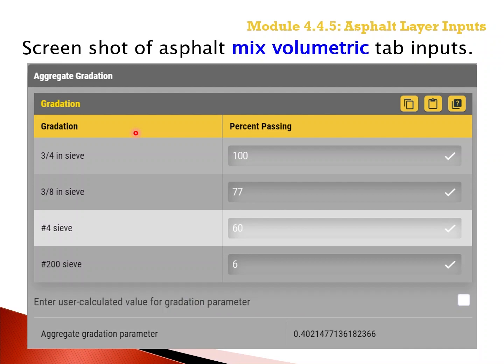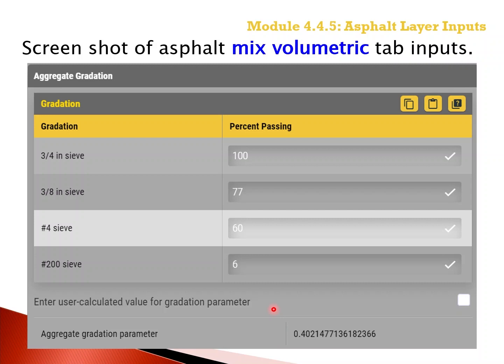This is a continuation of the Mixture Volumetrics tab. The Mixture Volumetrics on this screen include gradation in terms of percent passing the 3/4 inch sieve, the 3/8 inch sieve, the number 4 sieve, and the number 200 sieve. The gradation parameter at the bottom of the screen is defined in the MEPDG Manual of Practice. The gradation parameter is simply an index property of the gradation and is used to predict top-down cracking related to the wearing surface.